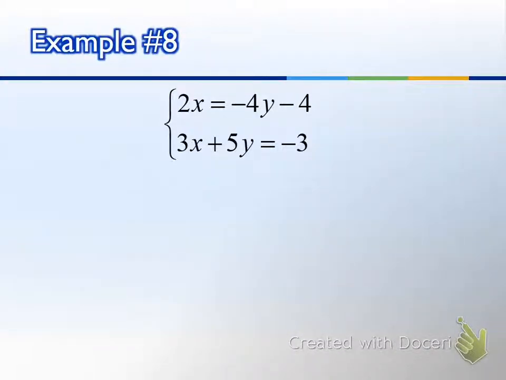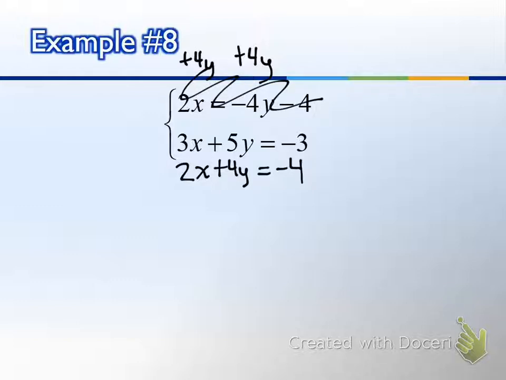All right, on example 8, we need to rearrange it just a little bit because we need to get x and y on the same side in the top. So what am I going to do? Add 4y to both sides. That gives me 2x plus 4y equals -4. Don't drop the sign on that 4.